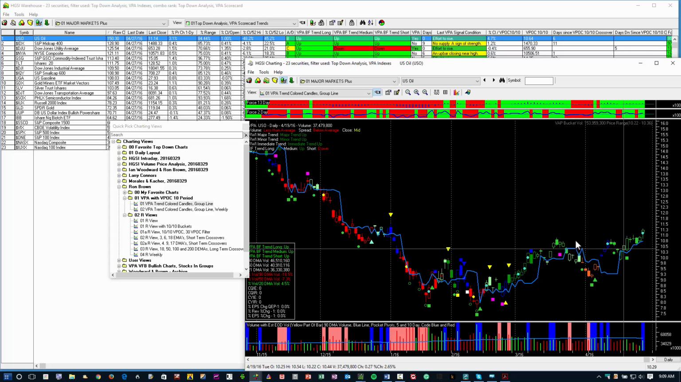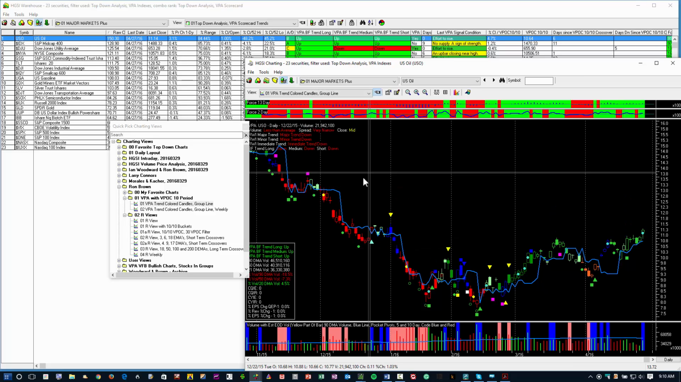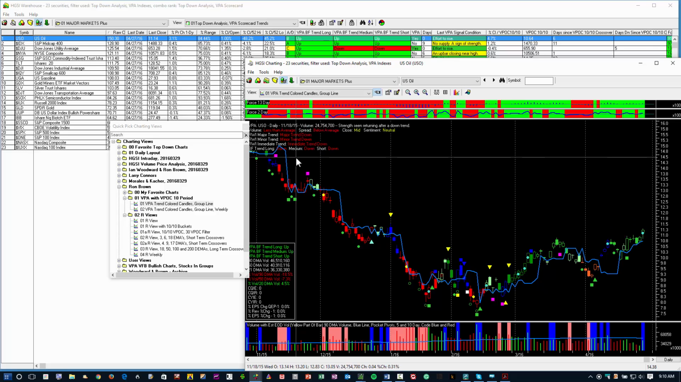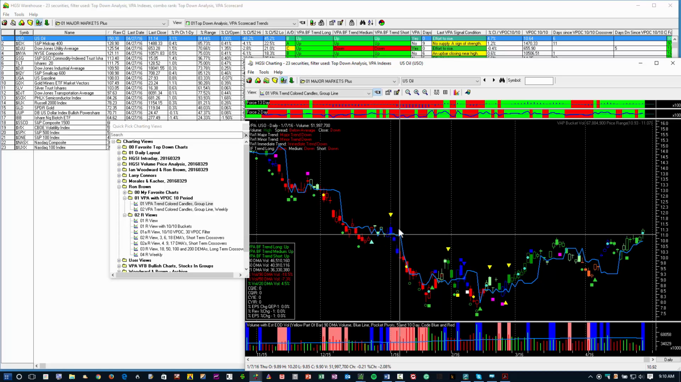The positive volume point of control 10 period just tells us over the last 10 periods who was in control, the bulls or the bears. It's based upon 10 buckets and 10 periods. Just like any other indicator, it's not a perfect indicator, but since we are now working primarily, or I am anyway, working with price and volume, I really like the potential of this. And you can see that it generally was very good throughout here.